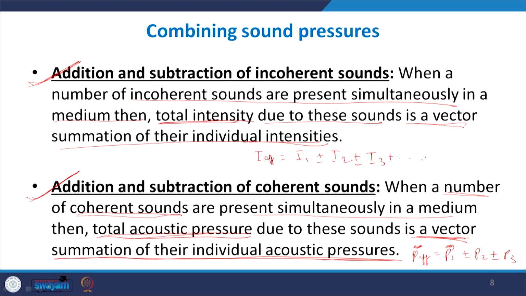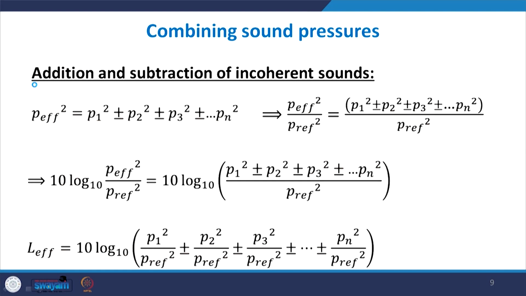So, let us study these cases one by one. Let us take the incoherent case first. Suppose in a medium we have n different sounds, and the individual pressure of each sound is P1, P2, P3 and so on till Pn. So, we have n such different sounds present together in the medium, and we have to find what will be the equivalent sound pressure level in terms of their individual sound pressure levels.